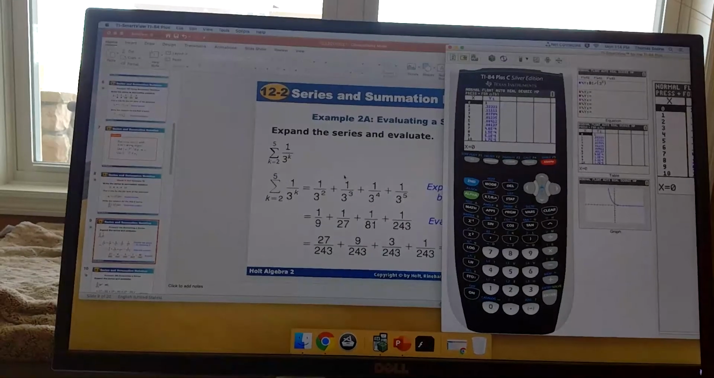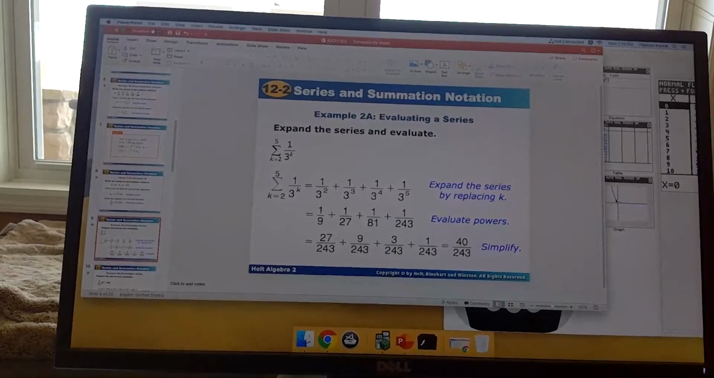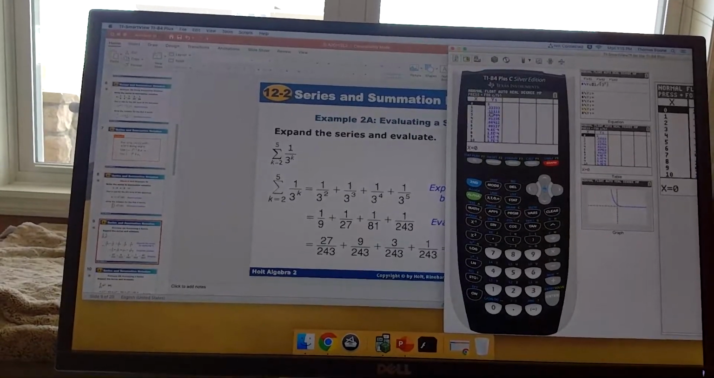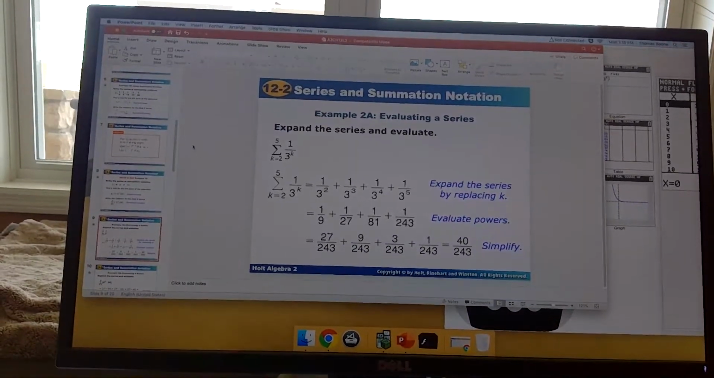Now, again, on the slide that you see here, they did the fractions and then added those up. I'd just go ahead and use the calculator. Decimals are perfectly fine to use in that case. Okay, all right, let's see about another one of those.